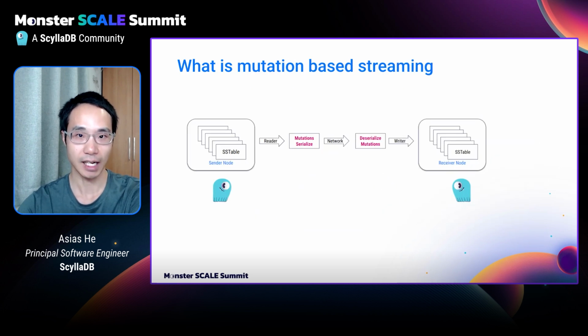Currently, Scylla uses a streaming method called mutation-based streaming. As you can see on the diagram, on the sender side, we read data from multiple SSTables. We get a stream of mutations. We serialize them and send them over the network. On the receiver side, we deserialize and write them to SSTables. That's how the mutation-based streaming works.